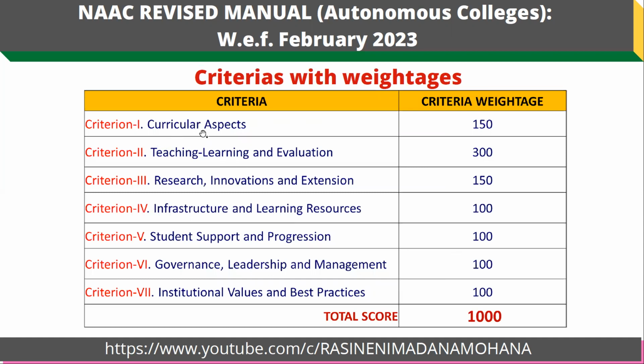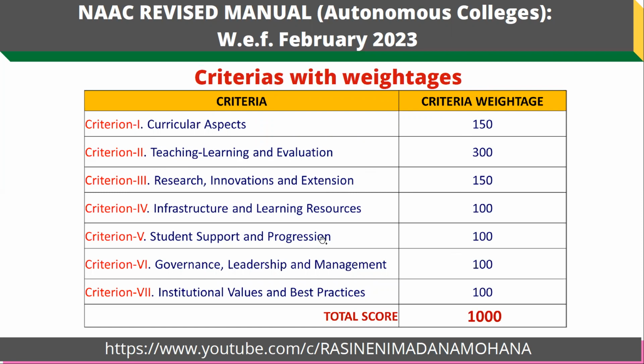So criterion 1, curricular aspects, weightage is 150. Criterion 2, teaching, learning and evaluation, weightage is 300. Criterion 3, research, innovations and extension, weightage is 150. Criterion 4, infrastructure and learning resources, weightage is 100.